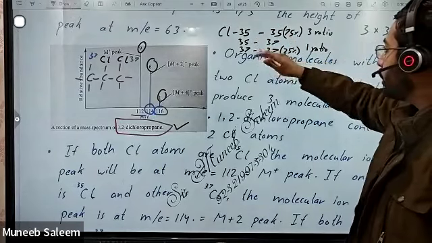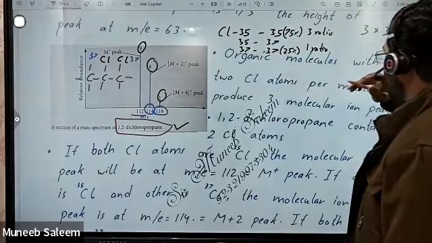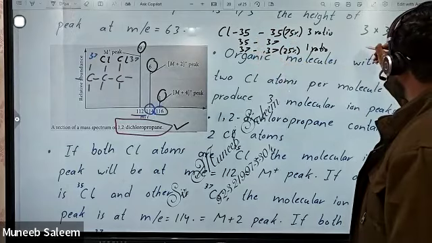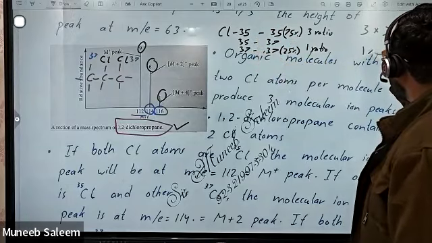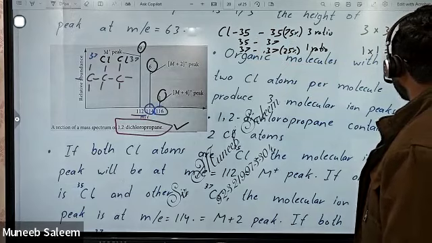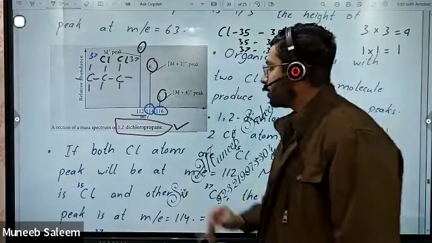Now for 37, 37 is basically 1 ratio. So I will write 1 into 1. That gives me 1. So that's how I get 1 here.